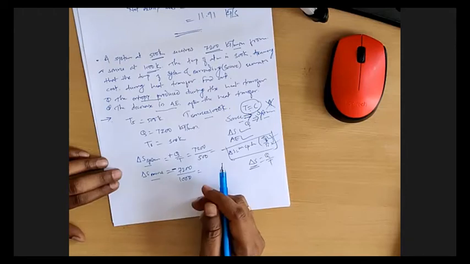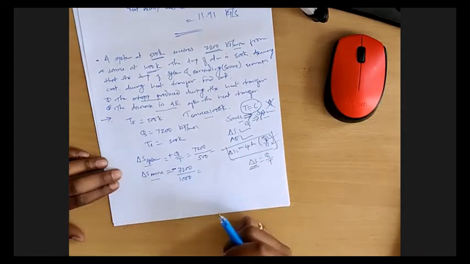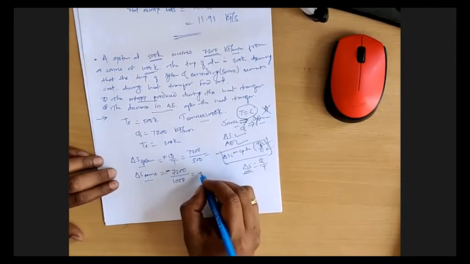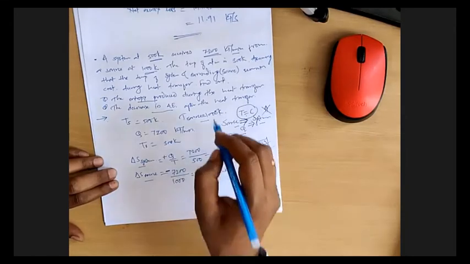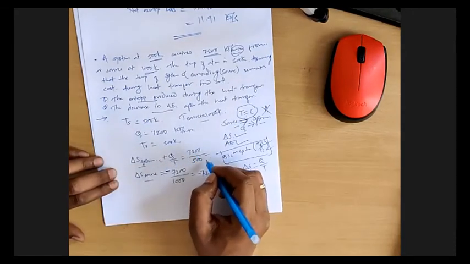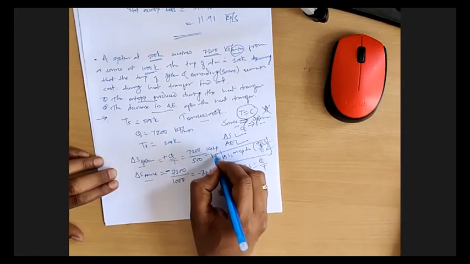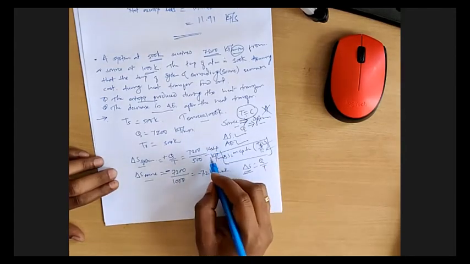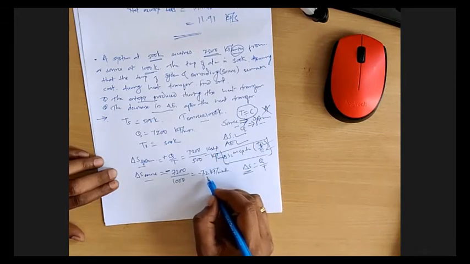Whenever heat is going out of the system, sign convention is negative. When heat is entering the system, sign convention is positive. So this is going to be minus 7.2 kilojoules per minute Kelvin because heat transfer is in kilojoules per minute. Similarly, entropy change for system will be 14.4 kilojoules per minute. Entropy change for system will be 14.4 and entropy change for source is 7.2.